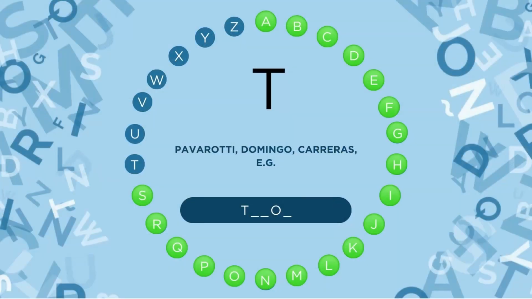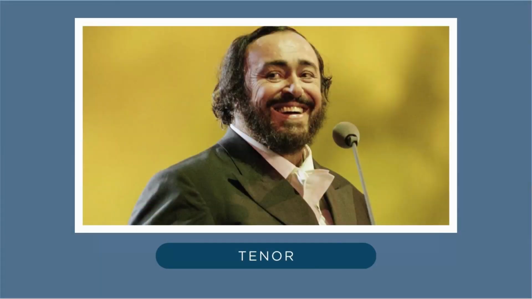Letter T. Five letters beginning with the letter T. Pavarotti, Domingo, and Carreras as an example. And this is tenor.